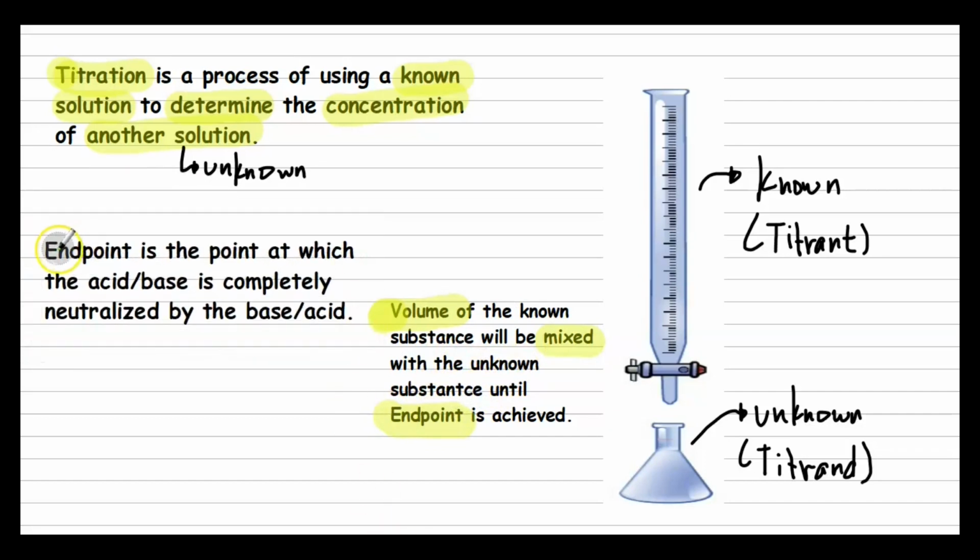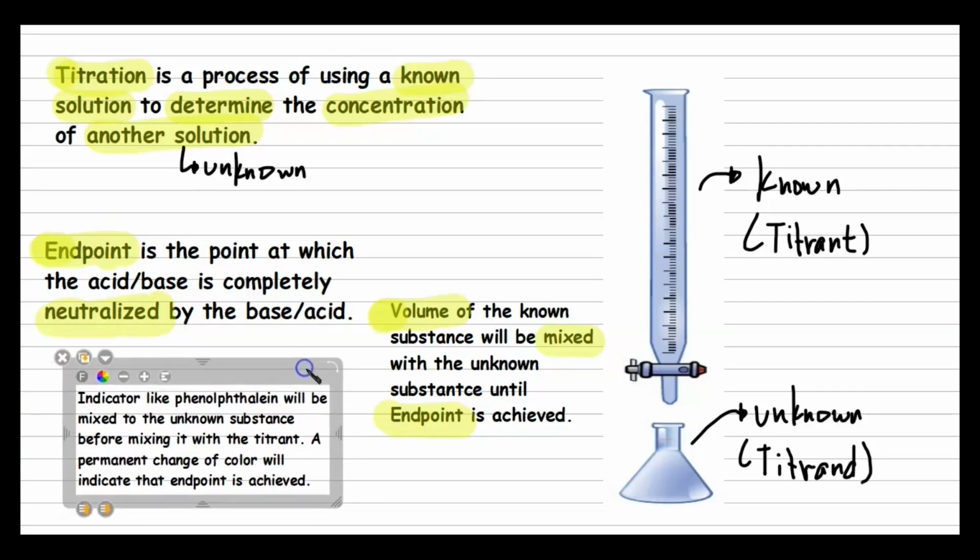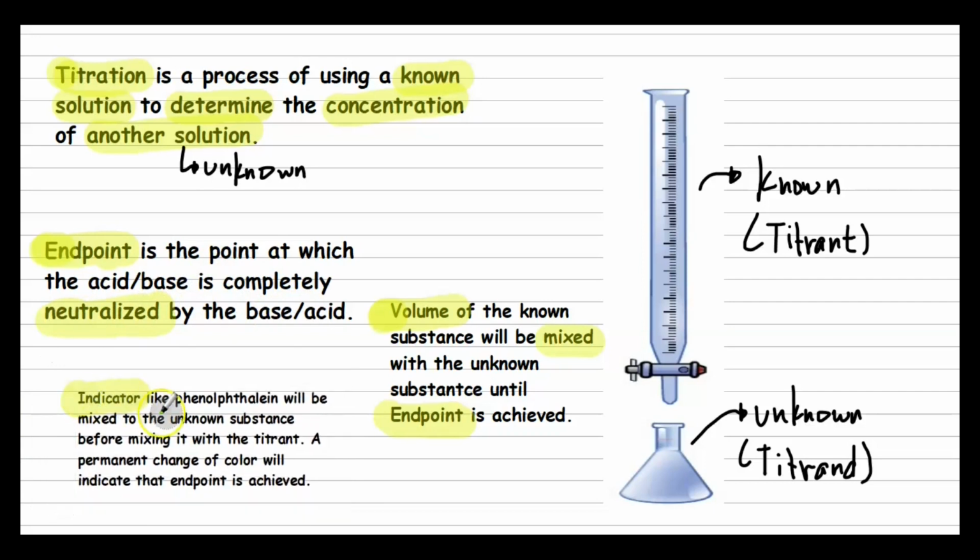What is the endpoint? The endpoint is the point at which the acid or base is completely neutralized by the base or acid. But when will we know that the endpoint is achieved? Well, an indicator like phenolphthalein will be mixed into the unknown substance before mixing it with the titrant. A permanent change of color will indicate the endpoint is achieved.